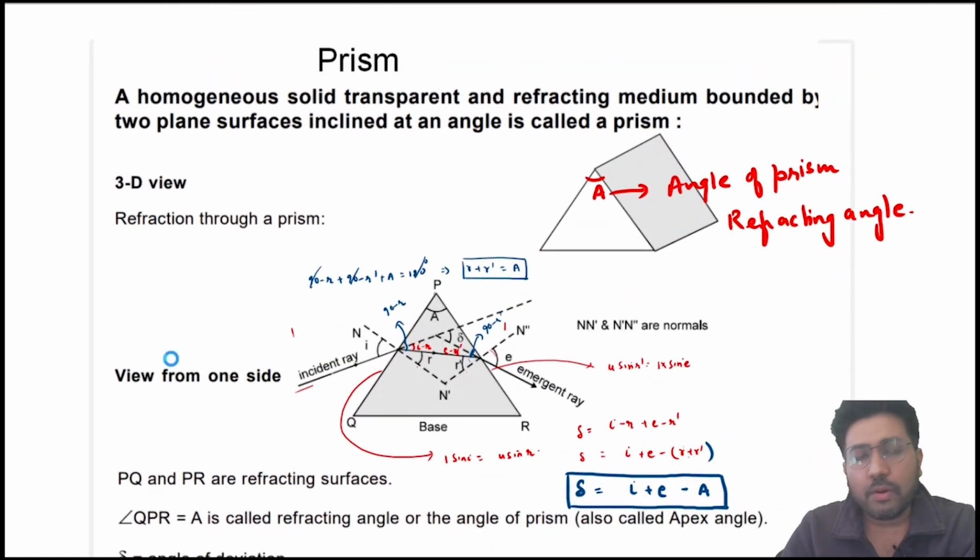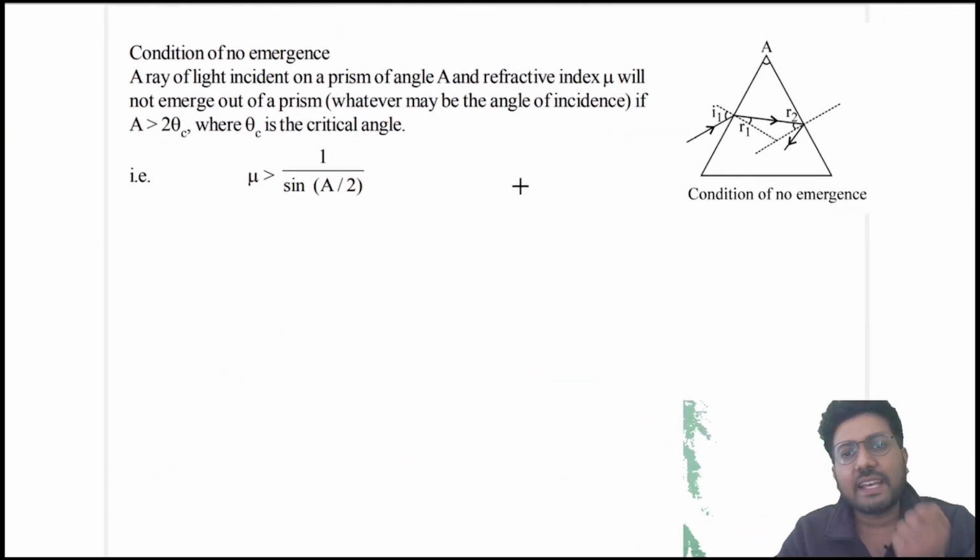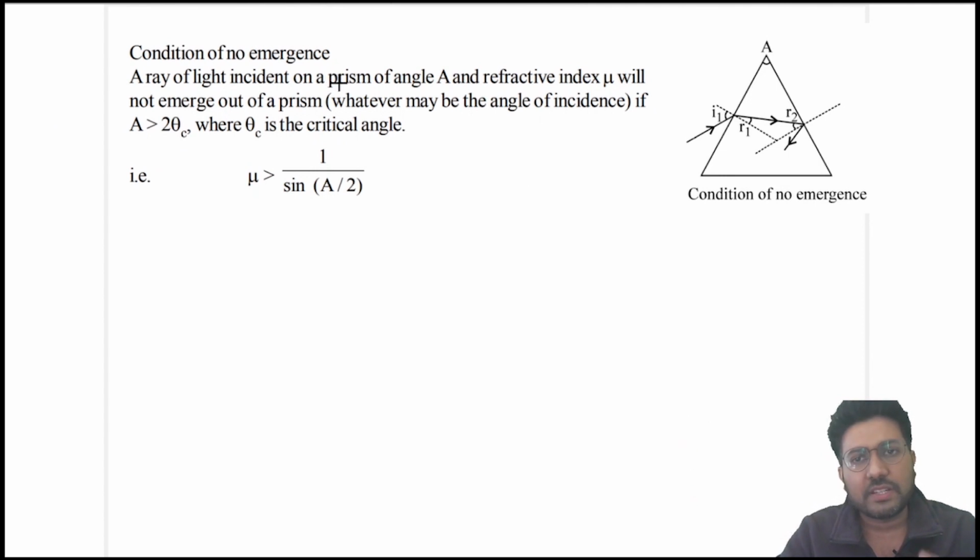So now let us look at particular important cases. First case here is condition of no emergence. That means no light should emerge from the second surface. If no light is emerging from the second surface, then what is the condition? Okay, the condition is this, but we will derive it.